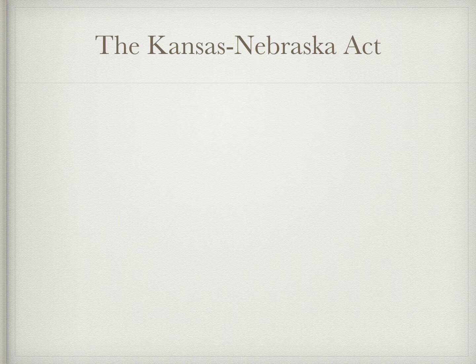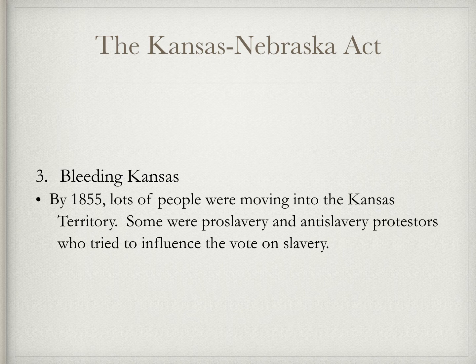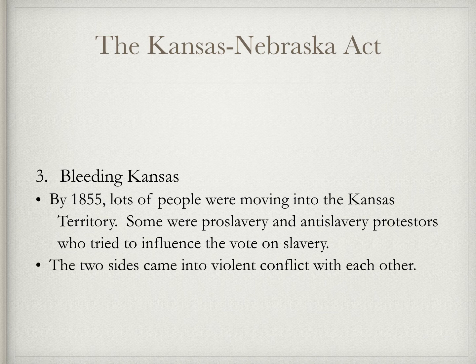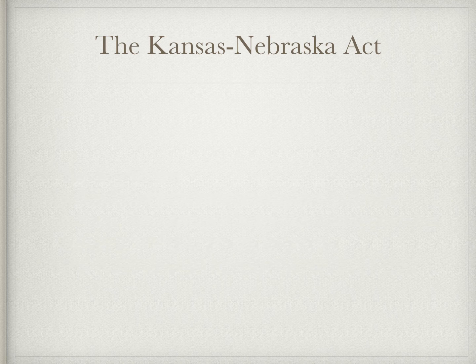And what we're going to see as a result of the Kansas-Nebraska Act is what's known as Bleeding Kansas. We're seeing a lot of people moving to Kansas by 1855. Some of them are just people seeking opportunity, moving out west to start a farm. Some others are really motivated by this issue of slavery. So we have pro-slavery and anti-slavery protesters who are moving there to try to influence the vote on slavery. And these two sides are going to be coming into conflict with each other. We're going to see violence breaking out, bloodshed, leading to the nickname Bleeding Kansas.